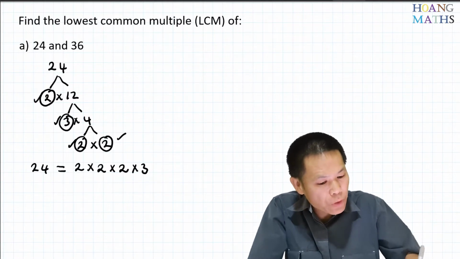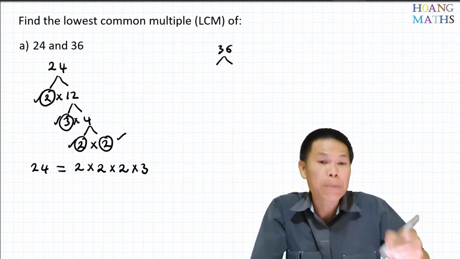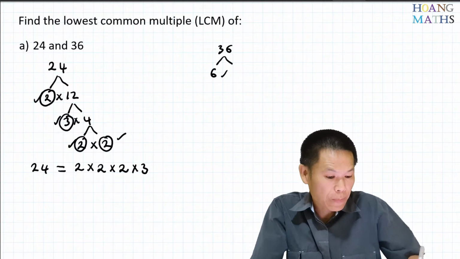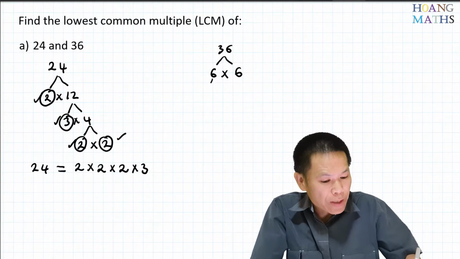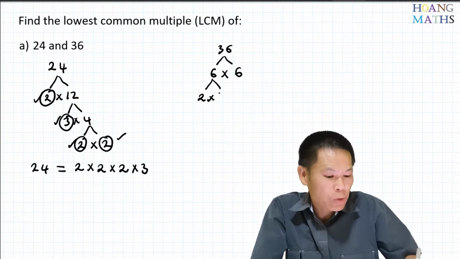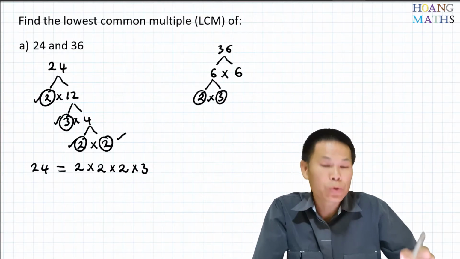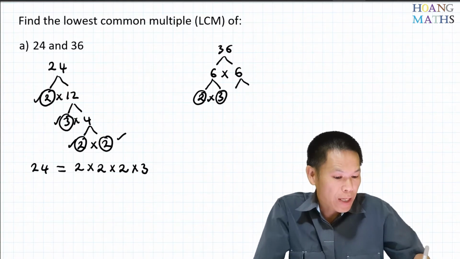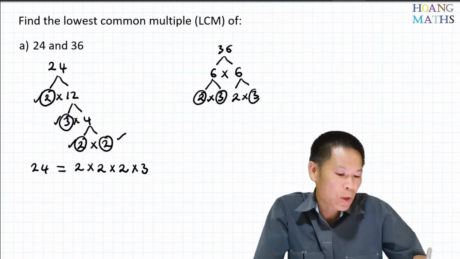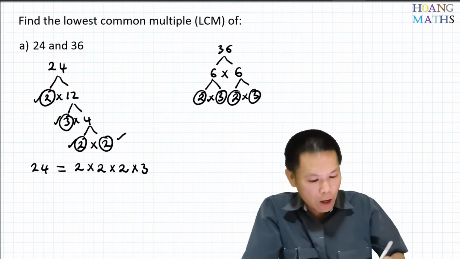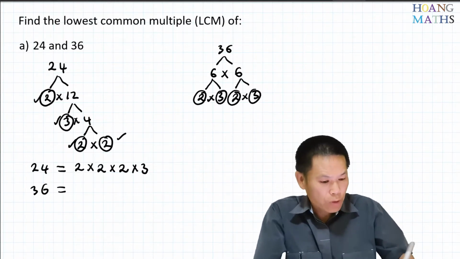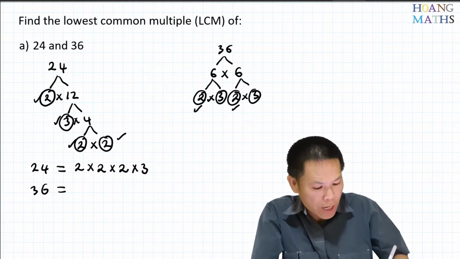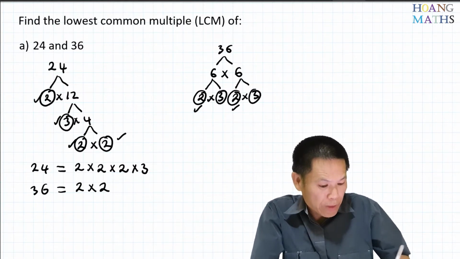So now for 36, we have 6 times 6, or 2 times 18 if you like. And 6 is 2 times 3, and these 2's are prime. And this 6 is 2 times 3 as well. So there you go. 36 is equal to 2, and we have another 2 there, and we have 3, 3.